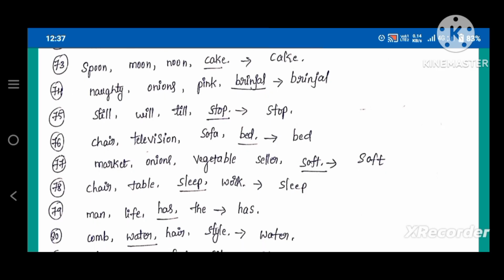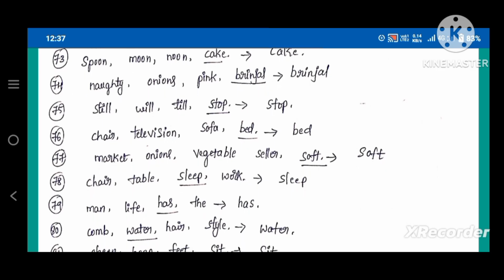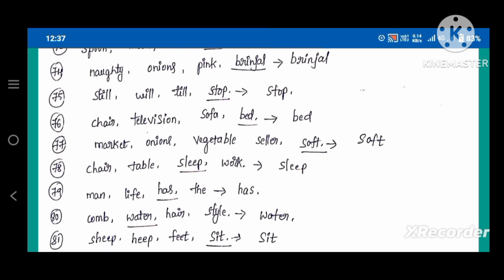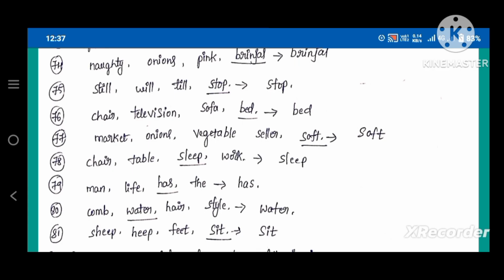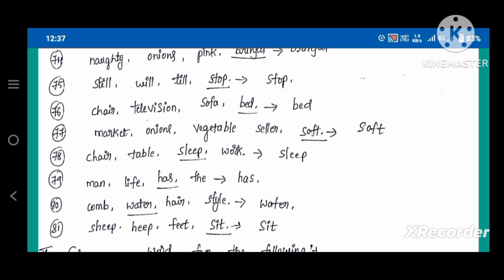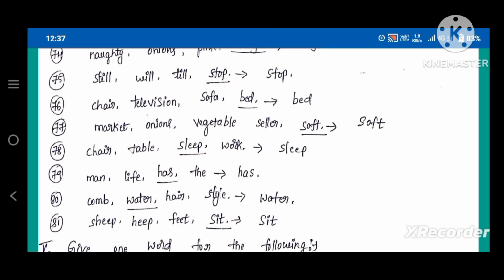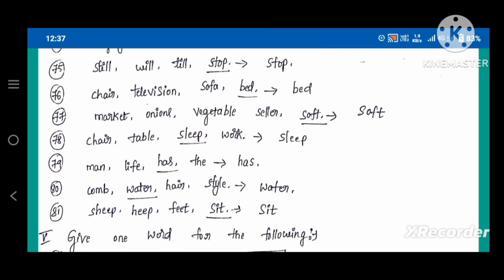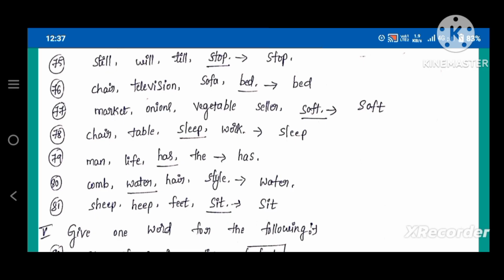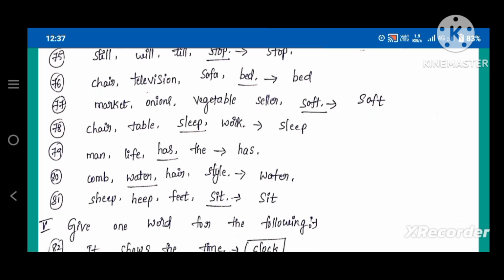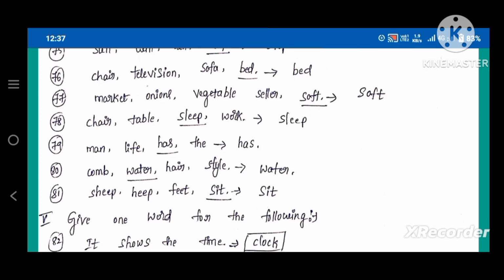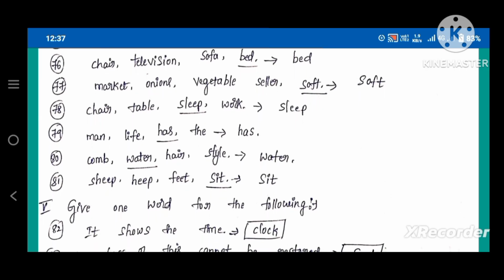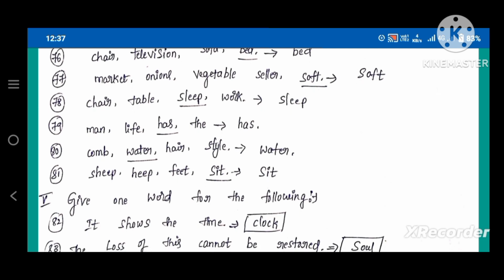Tea, onions, pink, brinjal. Brinjal is odd one. Still, will, till, stop. Stop is odd one. Chair, television, sofa, bed. Bed is odd one. Market, onions, vegetable seller, soft. Soft is odd one. Chair, table, sleep, work. Sleep is odd one. Man, life, has. Has is odd one. Comb, water, hair, style. Water is odd one. Sheep, heap, feet, sit. Sit is odd one.